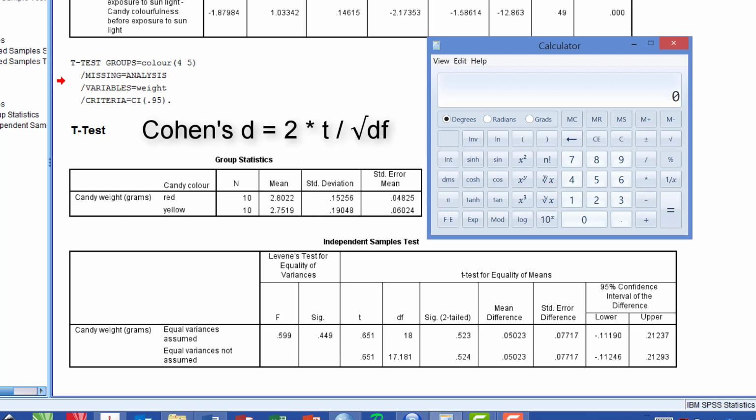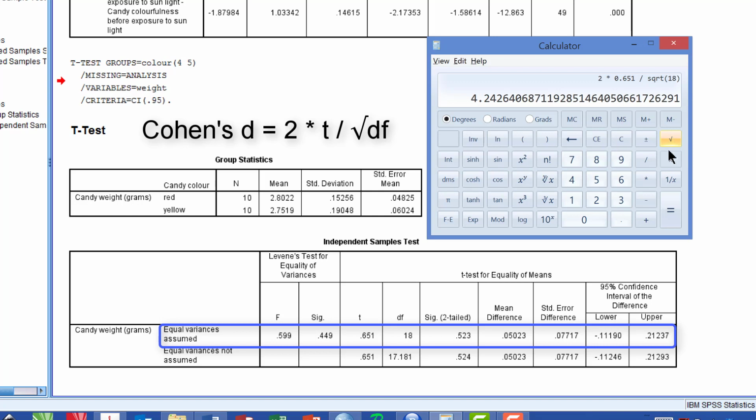We take 2 times the t-value and divide it by the square root of the degrees of freedom. Now in this example, the F-test on equality of variances is not significant. So we may assume that the variances are equal in the population. So I will take the information from the top row of the independent samples test table. 2 times the t-value, which is 0.651, and we have to divide by the square root of the degrees of freedom. There are 18 degrees of freedom, the square root is about 4.2, and the result is 0.31.